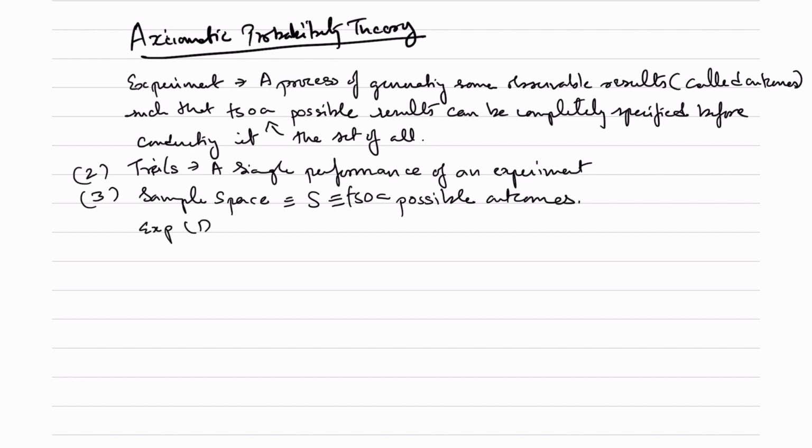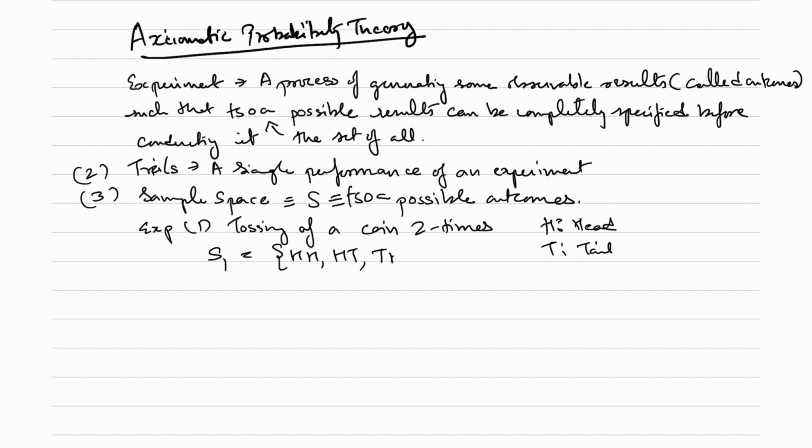An example includes tossing of a coin, tossing of a coin 2 times. When you toss the coin 2 times, obviously there are only 2 outcomes per toss: one is head, the other one is tail. So the sample space can be head head, head tail, tail head, and tail tail. Those are the 4 possible outcomes, all of them included in the sample space.